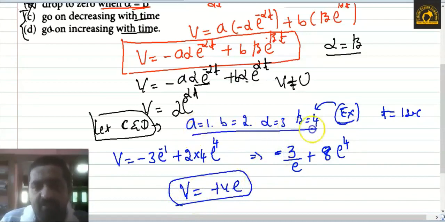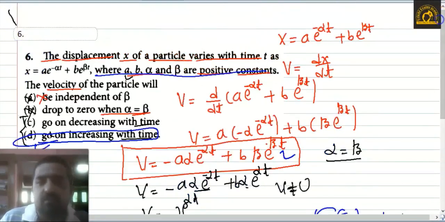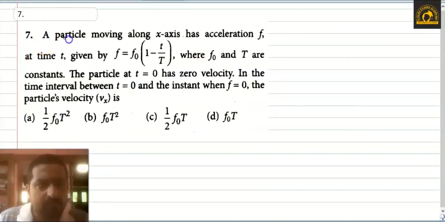The velocity is a positive value because the minus term is smaller. You can take any constant numbers and put them in this equation, so it goes on increasing with time. That is, option D is the correct answer for the 6th question.